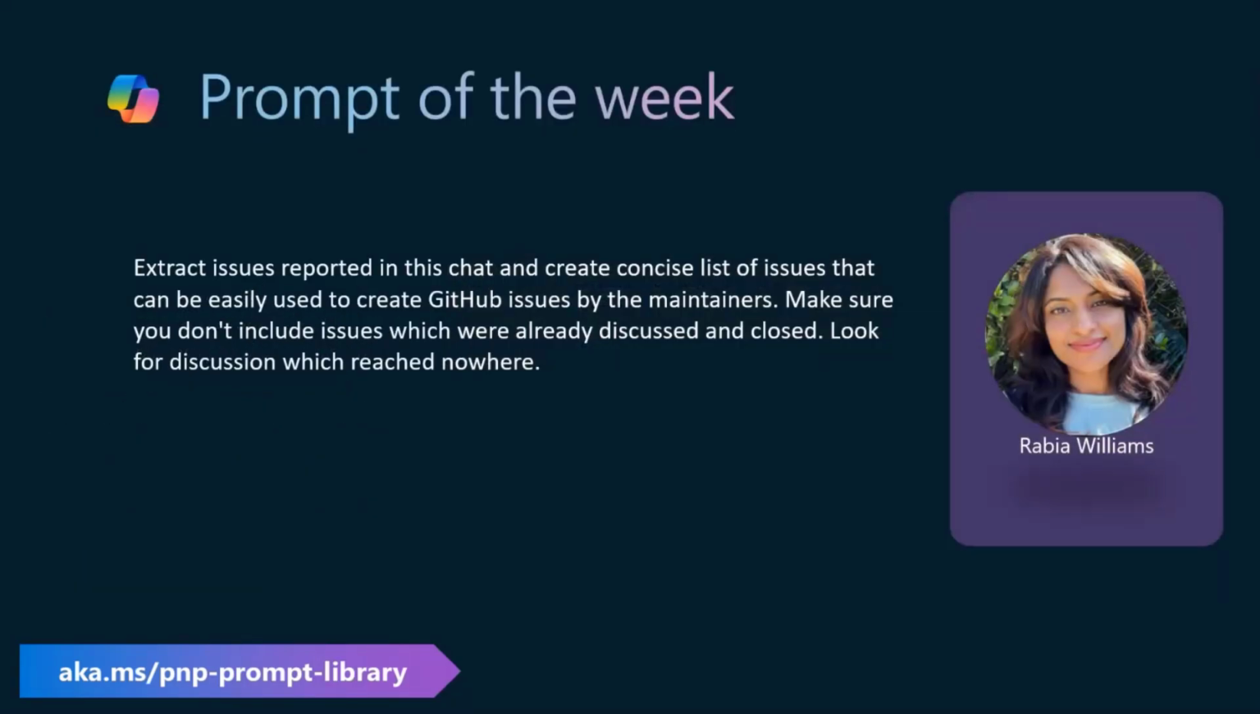The prompt of the week is coming from Rabia. It says, extract issues reported in this chat and create a concise list of issues that can be easily used to create GitHub issues by maintainers. Make sure you don't include issues which are already discussed and closed. Look for discussion which reached nowhere. So that's a good one, right? Because you're able to find some of those that maybe need some TLC, need to be taken a look at. So it's a great way.